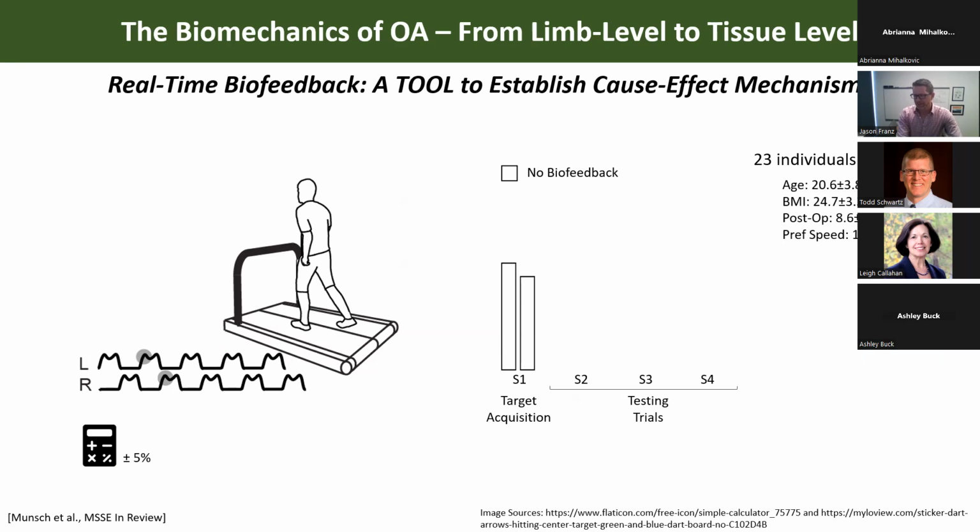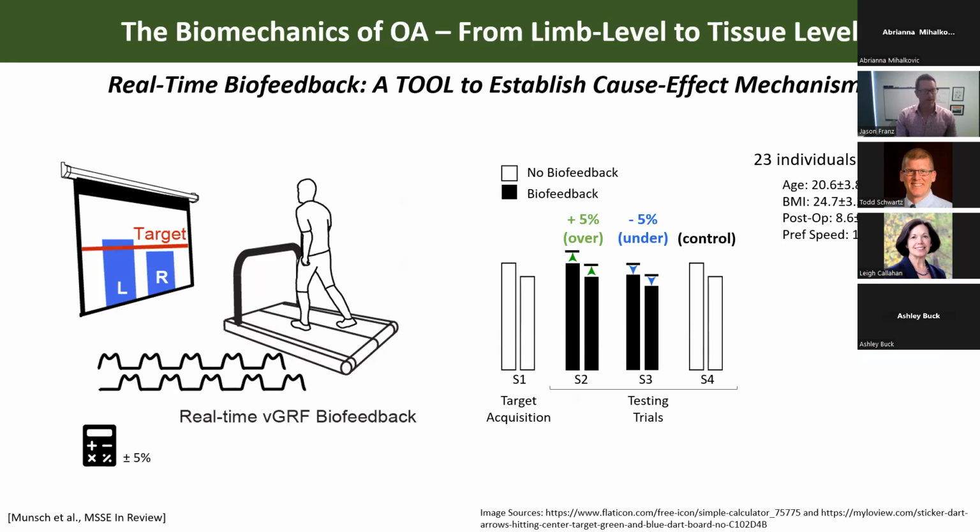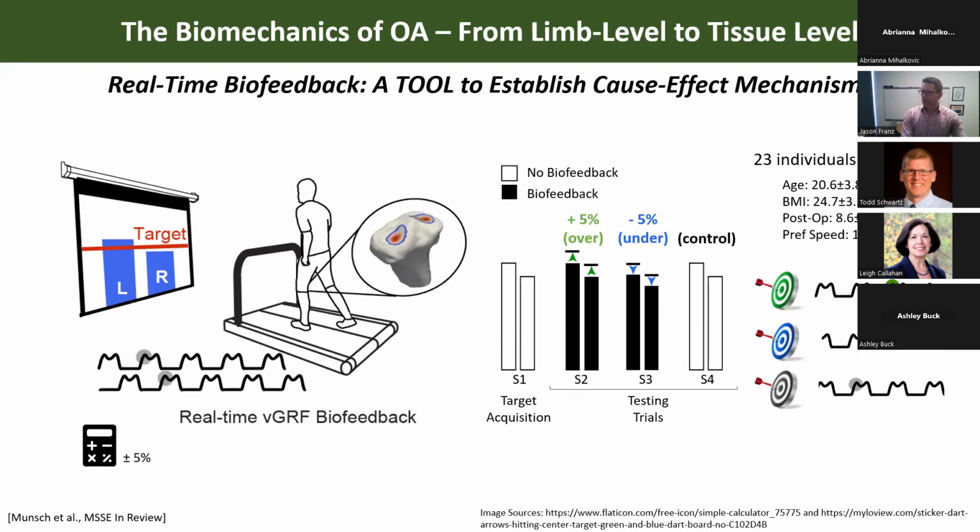And then what we're going to do is prescribe some target values on a screen. A lot of people who have attended some of the talks over the last couple of years may have seen a similar paradigm. We're going to prescribe 5% larger and 5% lesser peak vertical ground reaction force to cue more and less dynamic loading. We're going to look at the time series data, and pick out those strides that are most representative of those target values.